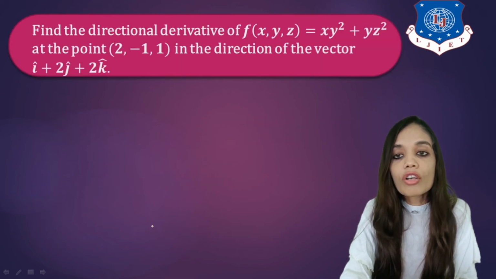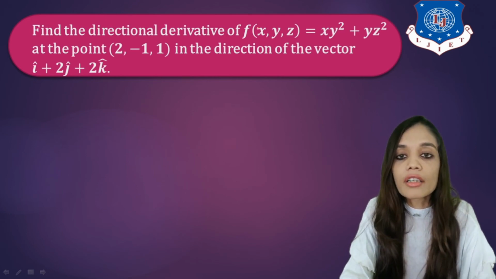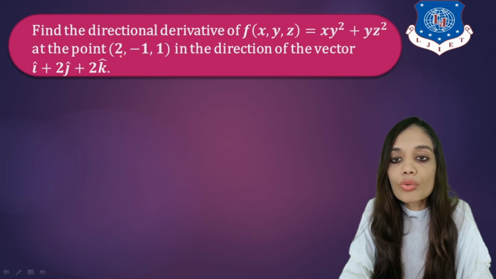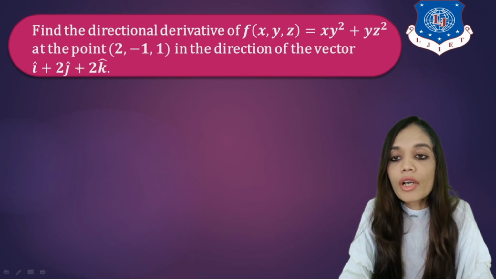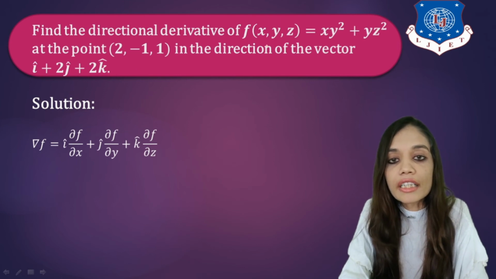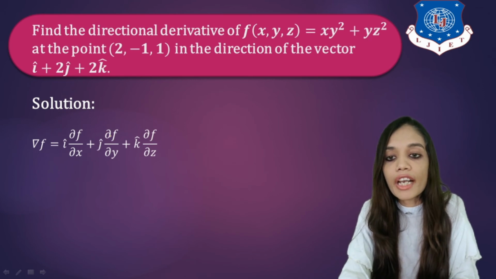So now let us solve an example of directional derivative. Here we have to find the directional derivative of the function x y square plus y z square at the point 2, minus 1 and 1 in the direction of the vector i cap plus 2j cap plus 2k cap. So let us find the solution. Firstly, we will find the gradient of the function. So del f is equal to i cap del f by del x plus j cap del f by del y plus k cap del f by del z.